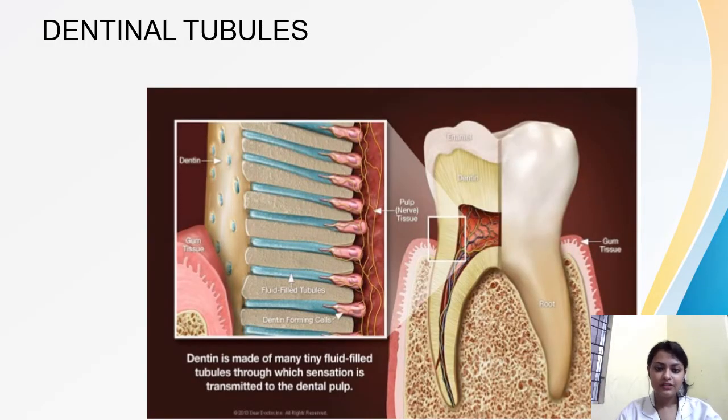Now this is the picturesque view of the dentinal tubules. Dentin is made up of tiny fluid-filled tubules through which sensation is transmitted to the dental nerve. In these tubules are the odontoblastic processes, which transmit our sensations. So sensitivity reactions, if there is abrasion of the enamel and the dentin is exposed, are transmitted by none other than these dentinal tubules.